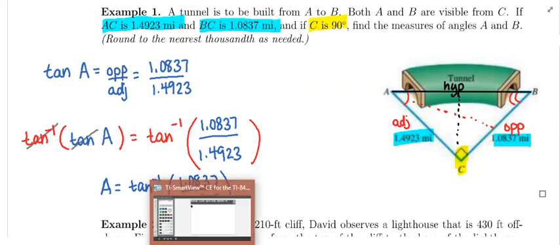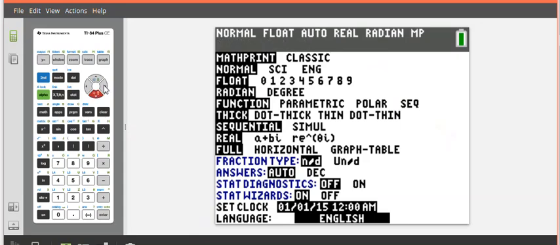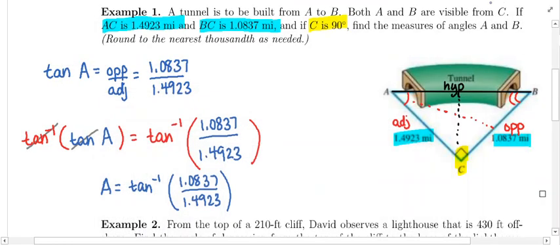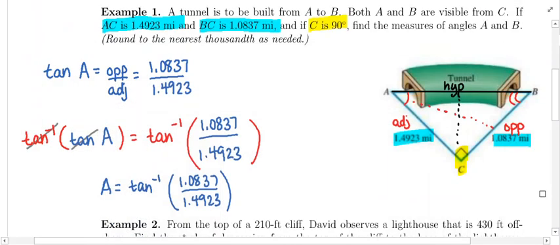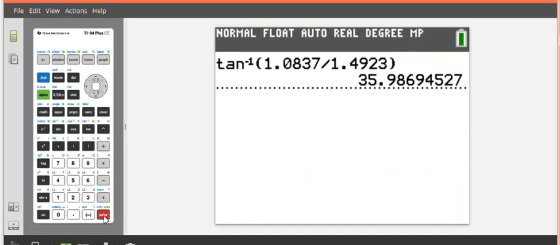So I'm going to go to my calculator here. I'm in radian mode, so I'm going to go ahead and switch over to degree mode because that's a lot easier to interpret. And then I'm going to do the tangent inverse of 1.0837, and I'm going to divide that by the other number, 1.4923. Close my parentheses, and then here we go. This is going to be my angle.